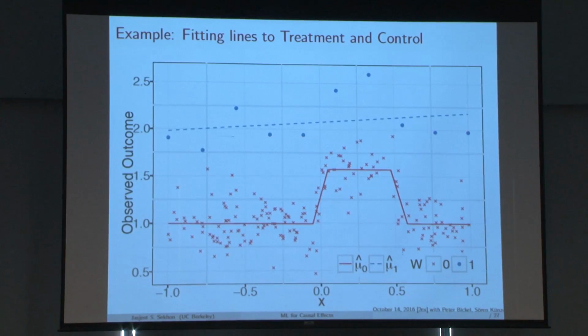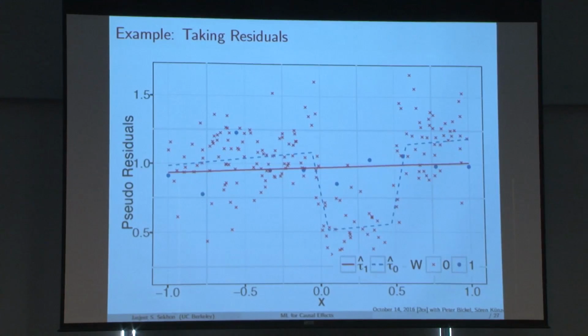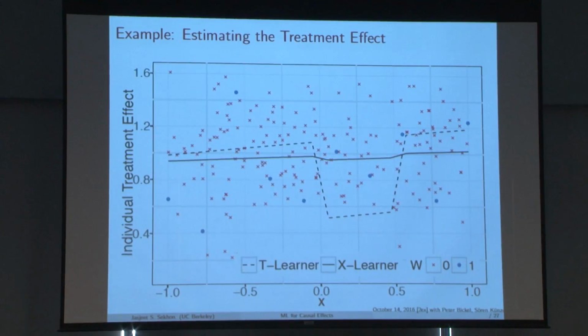So you can estimate a step function for the controls, a straight line for the treated. And if you do the t-learner, you're just going to take the difference, which is going to give you exactly the wrong answer, right? Because in this case, the treatment effect is 1 for every unit, right? And if you do the x-learner, you're going to take the residuals, and then you're going to estimate the model for tau, and you're going to learn that it's almost a straight line, right? And the t-learner, if I split the data into treatment and control and take a difference, I'm going to estimate the step function, which is going to be exactly wrong.